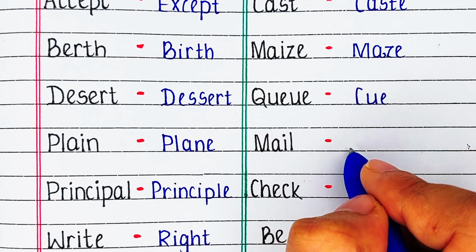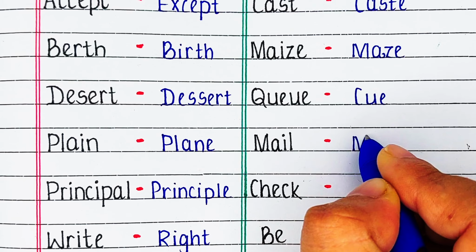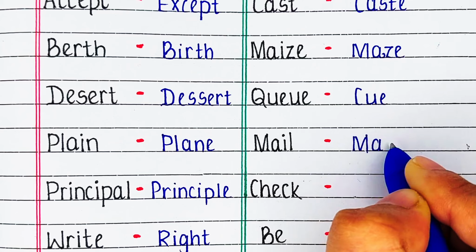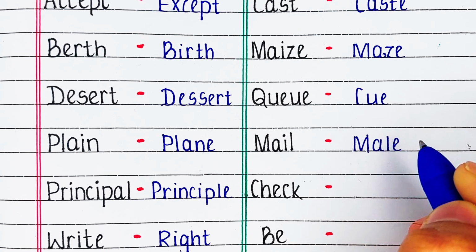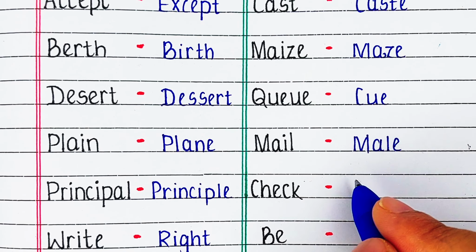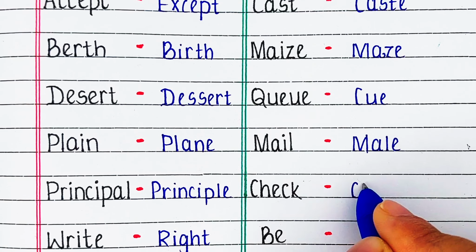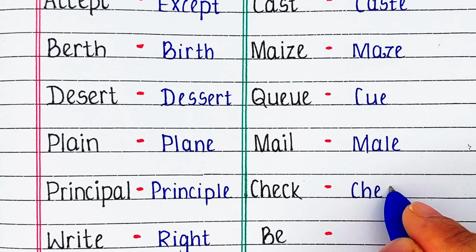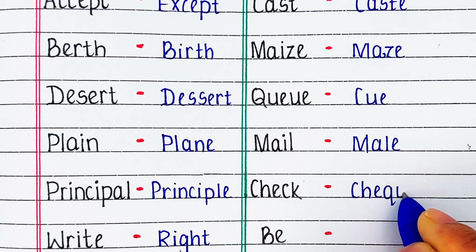Next pair of confusing words, mail. MAIL means post, whereas MALE is used to denote masculine gender. Next pair of confusing words is check. CHECK means inspection, whereas CHEQUE means a document that is used to make payment.